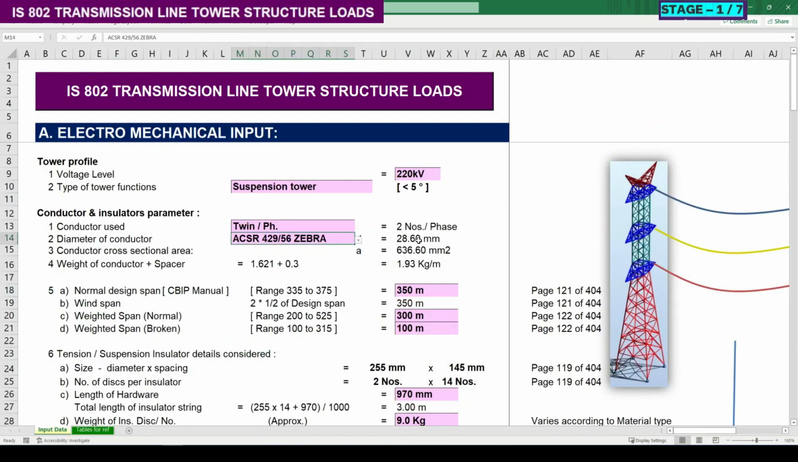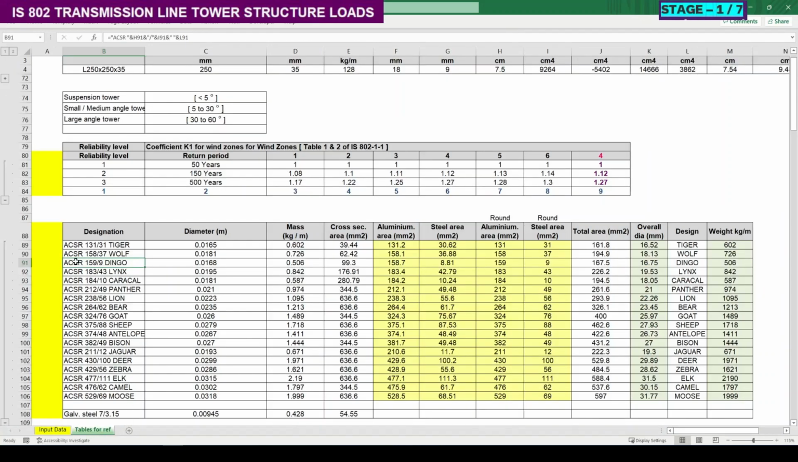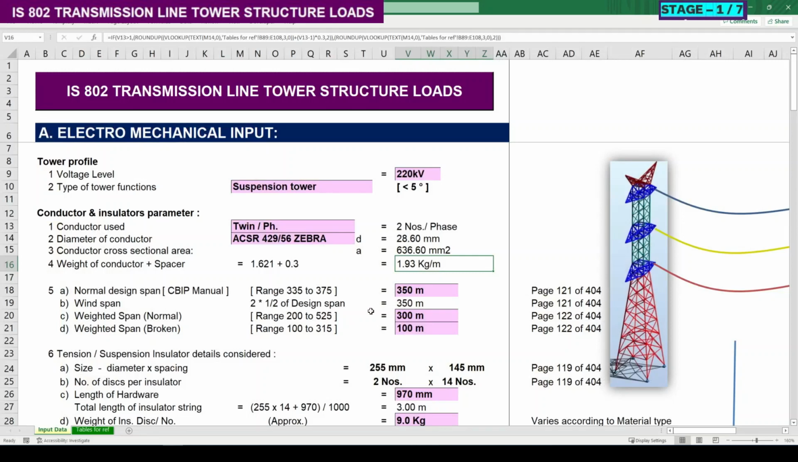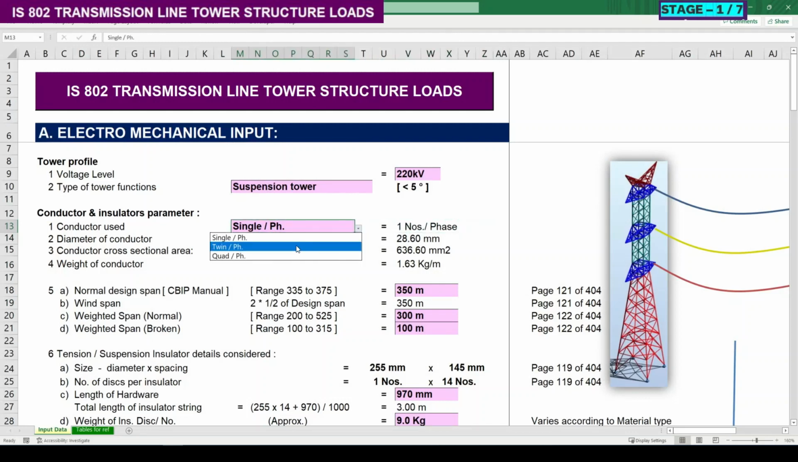After selecting this, you can see the diameter, cross-section area and weight of the conductor, which are picked from these tables in a reference tab by using the VLOOKUP command. Similarly, if it is single, it is one conductor per phase; if it is twin, it is 2; and for quad it is 4. This Excel calculation is prepared in such a way that it simplifies our input with the tables listed here and the drop down lists added in the input selection. Next one is weight of conductor plus spacer.